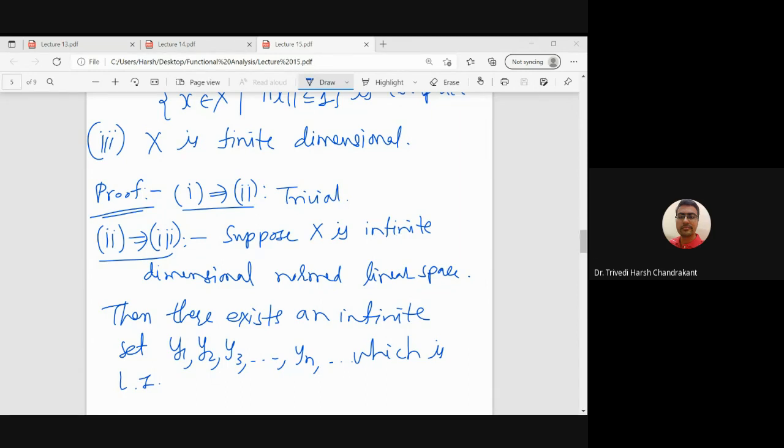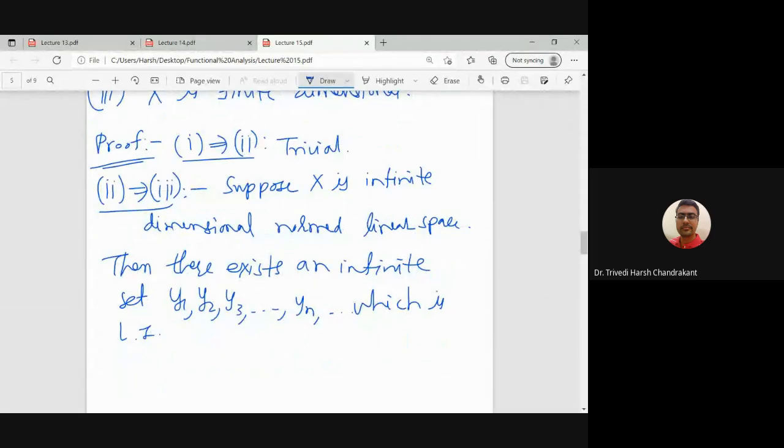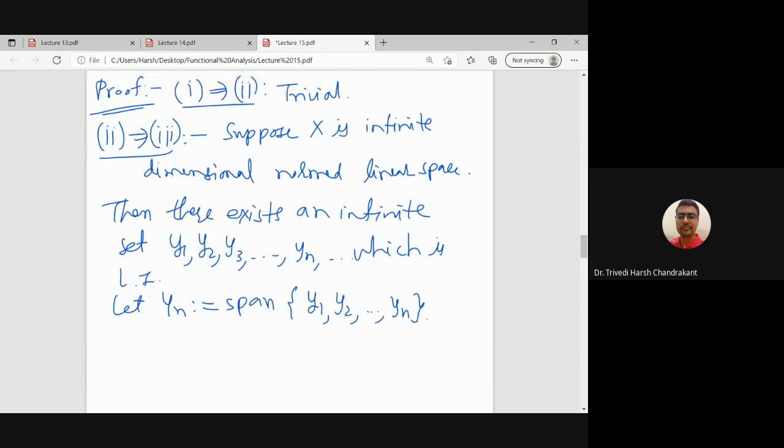So now consider the sets. Define capital Yn as the span of the first n elements y1, y2, up to yn. So in this infinite set, we are taking only y1, y2, up to yn in the capital Yn set. This Yn we are defining for all natural numbers n.